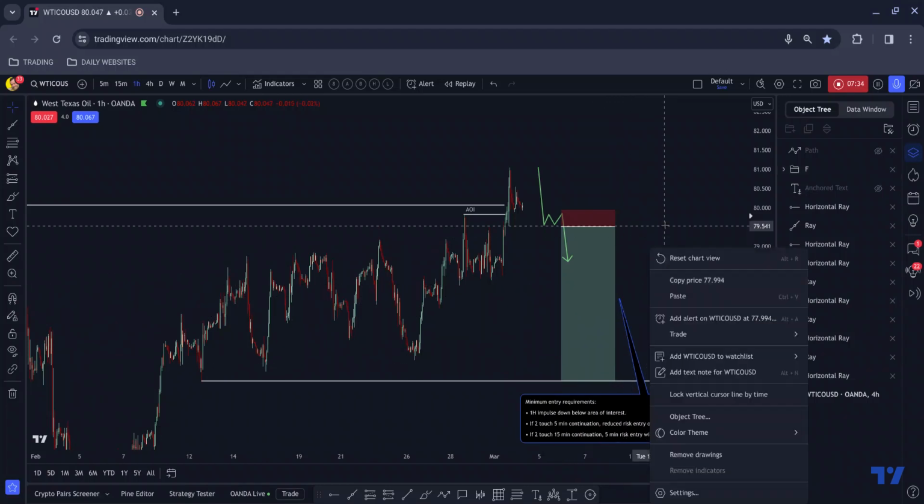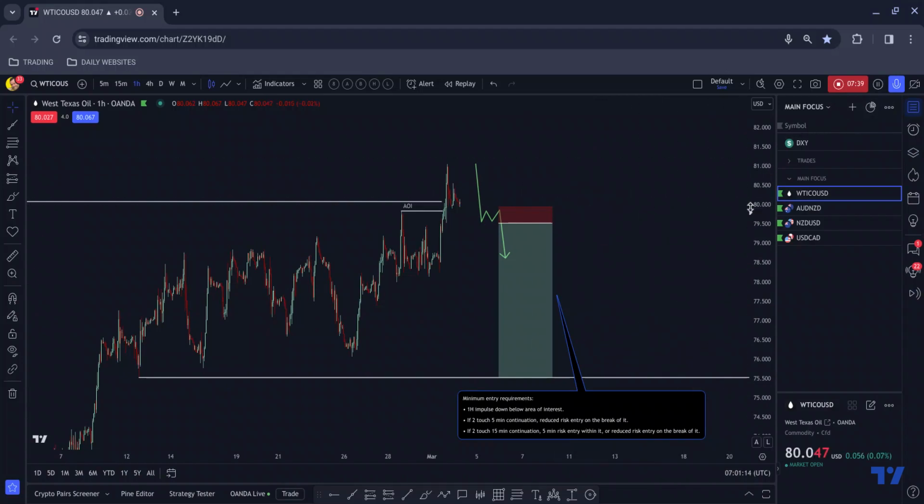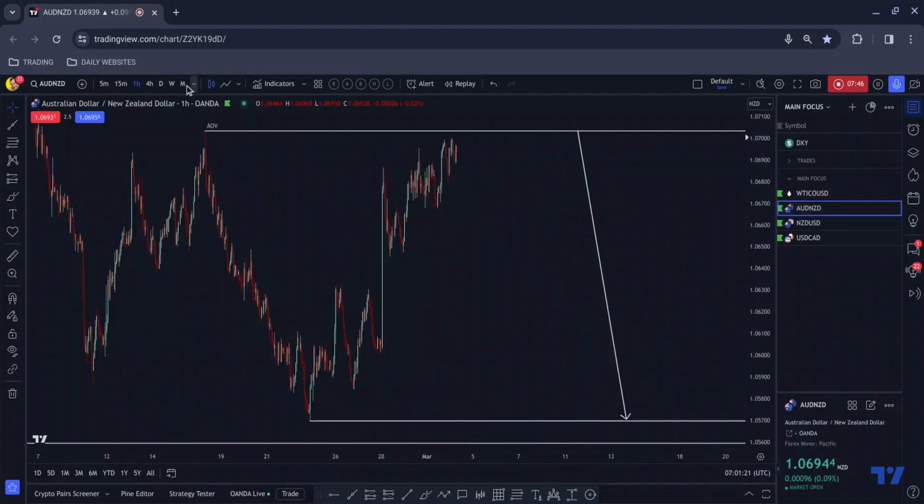Just tidy that up a little bit. So next one, and being mindful of the time as always. I've got an alert to see if we push below the area of interest. If we do not, then I will not be placing a trade on this pair.